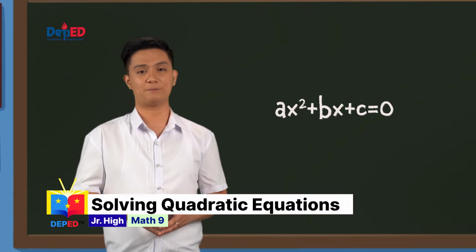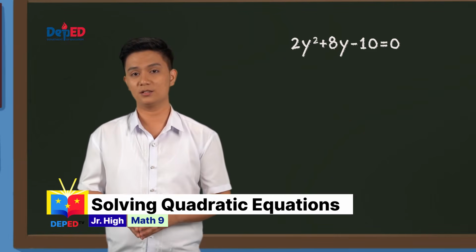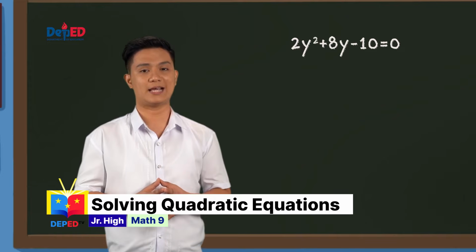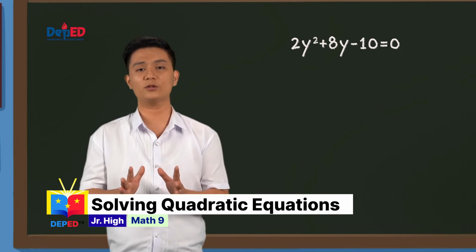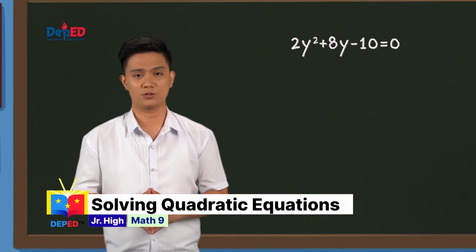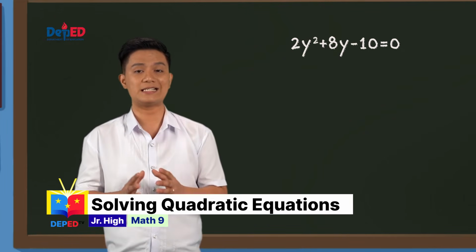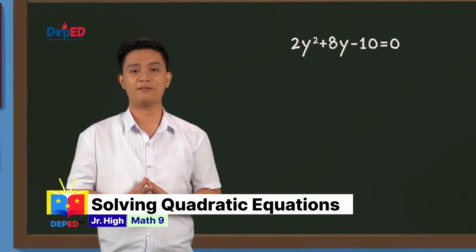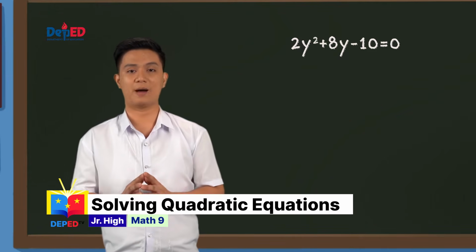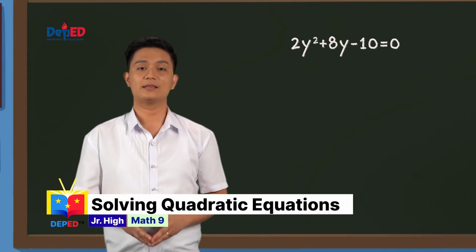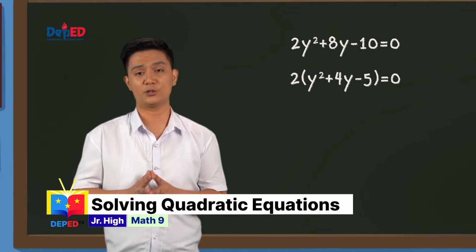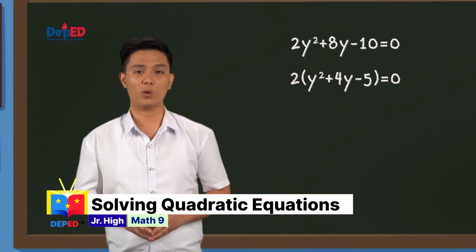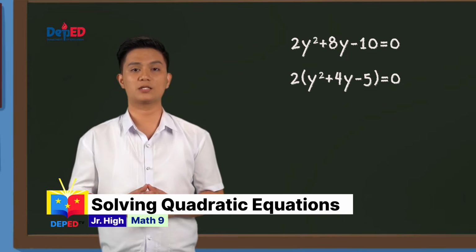The next two examples are of the form ax squared plus bx plus c equals 0. Here is one of them. 2y squared plus 8y minus 10 equals 0. So by inspection, we see that all the terms are divisible by 2. So 2 here is the GCMF. So we have to divide the trinomial by 2. Hence, the factored form, 2 multiplied by the trinomial y squared plus 4y minus 5 equals 0.